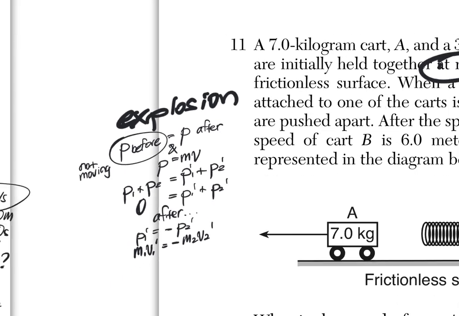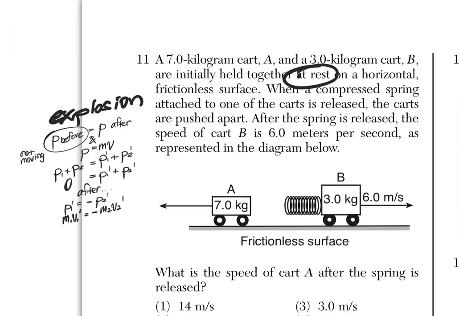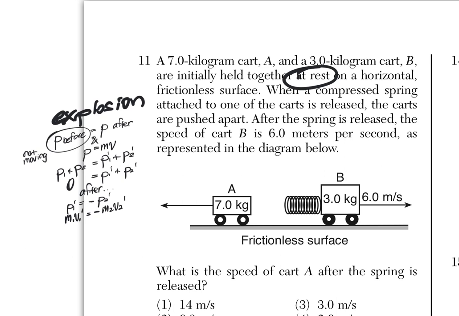All right, now we put our numbers in. We have 7 and 3. We'll say A is the 7 guy, so we have 7 kilograms times V1 prime, which is what we're trying to figure out, is negative 3 kilograms. Now that negative's not on the mass, the mass can't be negative, but it's actually on the velocity. So we have the 6 meters per second for that guy there. So we have 7 V1 prime is negative 18. So I'm trying to solve for V1 prime.